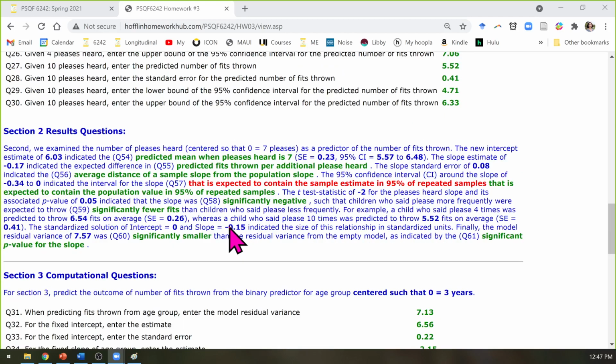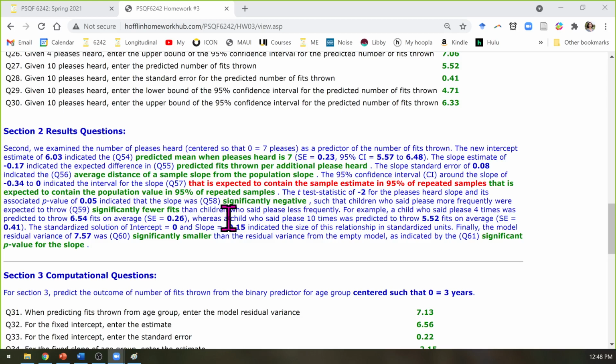So the next model, which would be called a simple linear regression, the word simple meaning that there's only one predictor, linear meaning that it is a linear model of a quantitative outcome for a quantitative predictor. So in this case, you had to center pleases heard at 7. That changes the scale of the predictor so that the new 0 point is 7 pleases heard, and that becomes your intercept reference point. So the reference child, according to this model in section 2, is a child who was heard saying please 7 times.